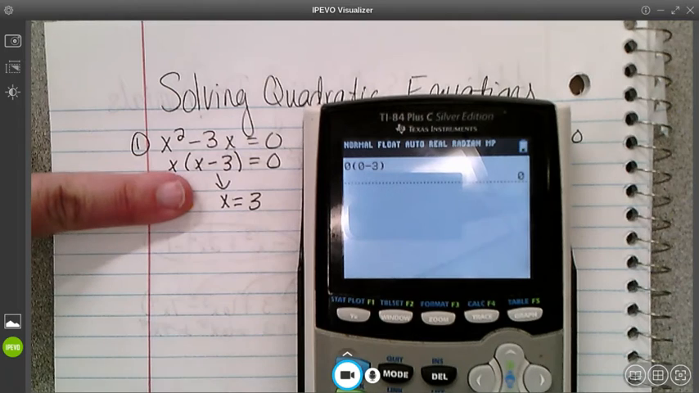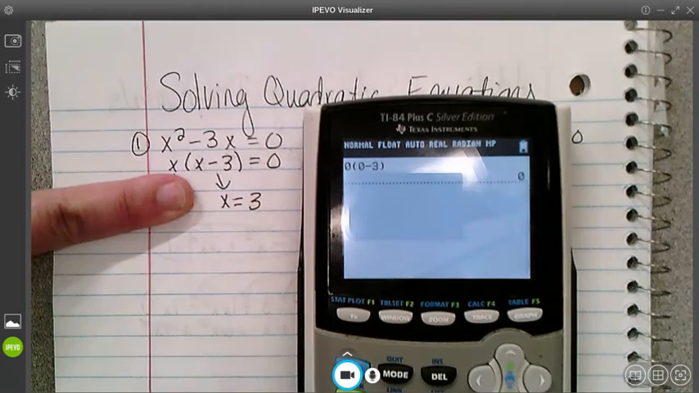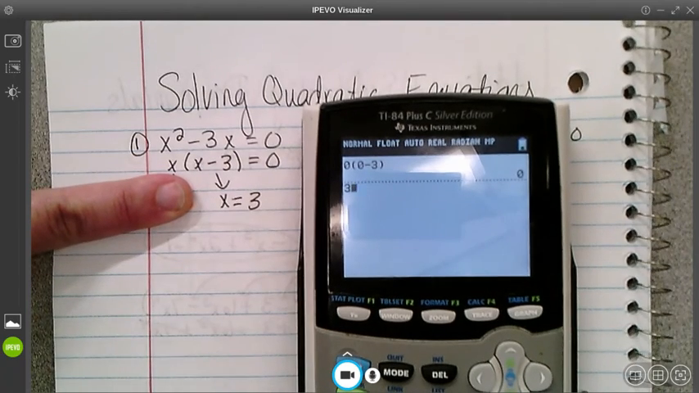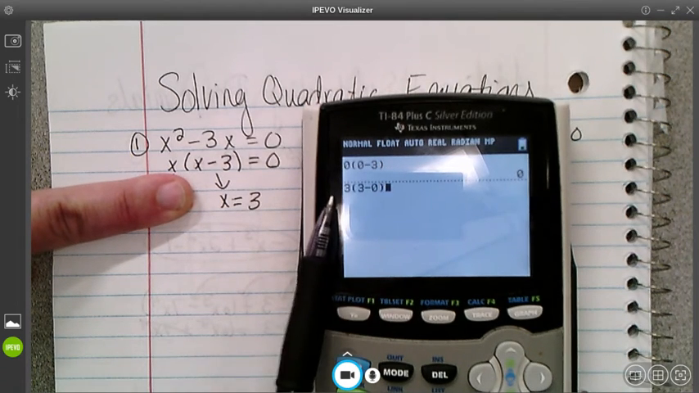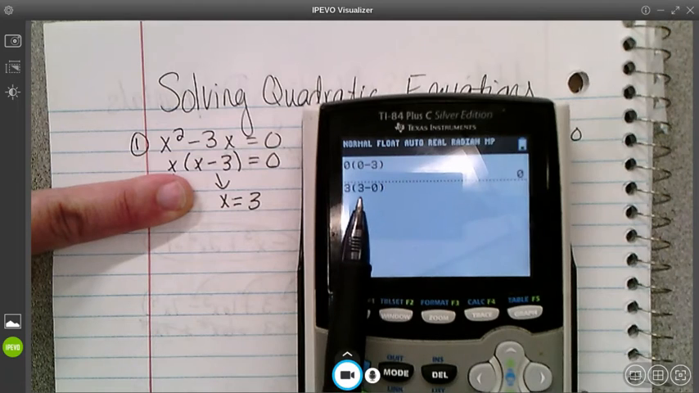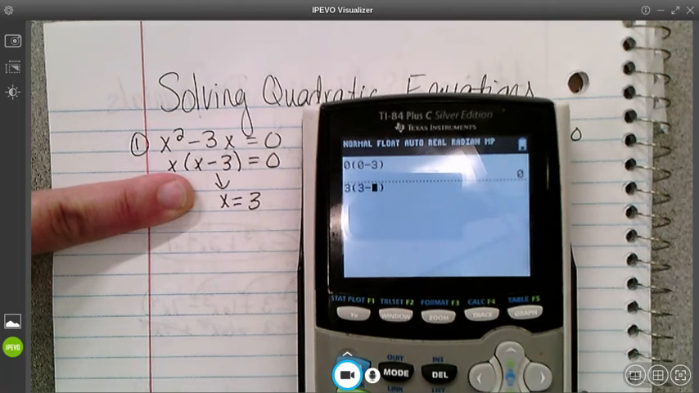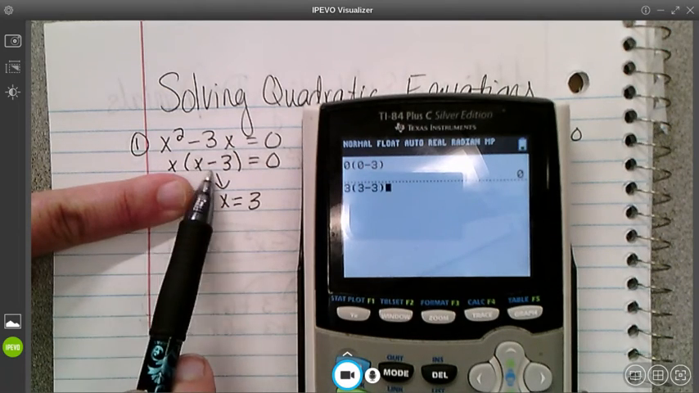So this time, we'll pretend we didn't even find out 0. We're just checking x equals 3. So both x's would have to be 3. So 3 parentheses 3 minus 3. I'm sorry, I don't know where I got the 0 from. My apologies. 3 parentheses 3 minus 3.